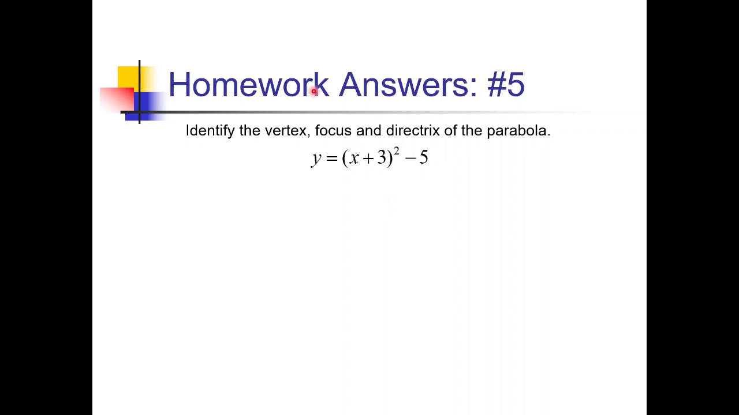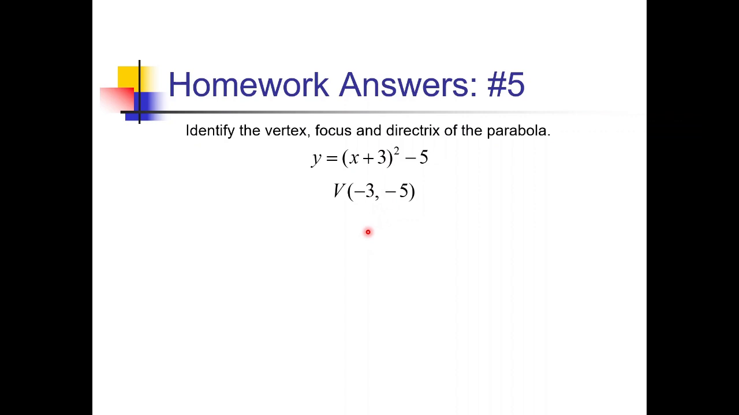For this one, they want the vertex, focus, and directrix of the parabola, although we don't need to graph it. The vertex is the easiest part. I'll just pick it right out of here. This plus 3 inside means we have a minus 3 for the x of the vertex. Minus 5 outside means we have minus 5 for that y value of the vertex.